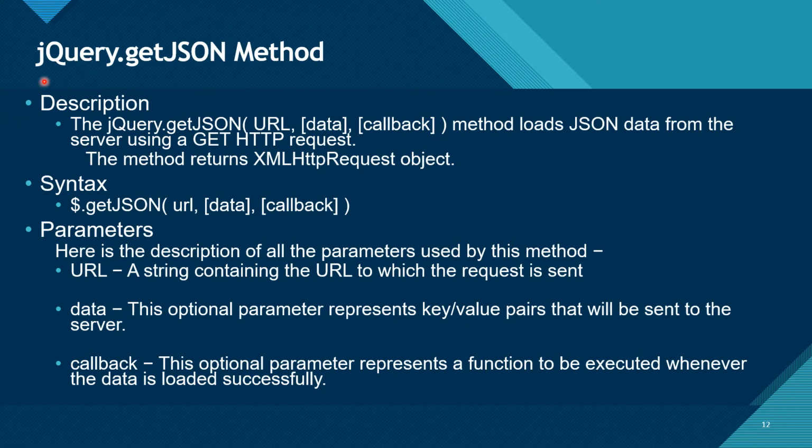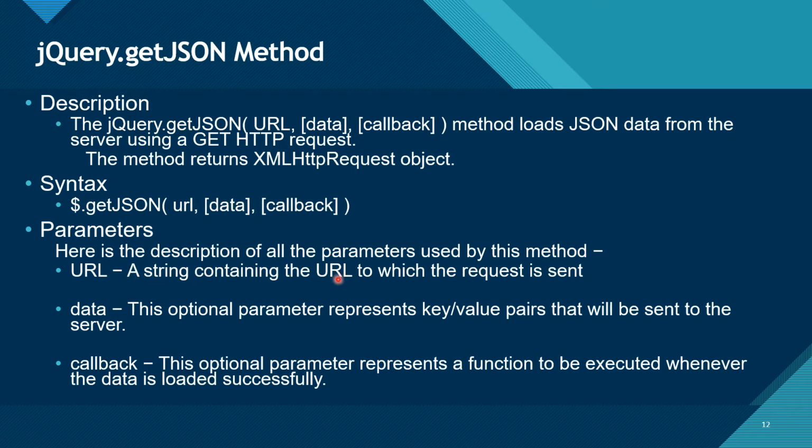Same as earlier, in this slide we will discuss the jQuery.getJSON method. In this method, we load JSON data from the server using an HTTP GET request. This method also returns an XMLHttpRequest object. So here is the syntax of this method: $.getJSON, and here is the URL of our file, and this is the data and the callback.